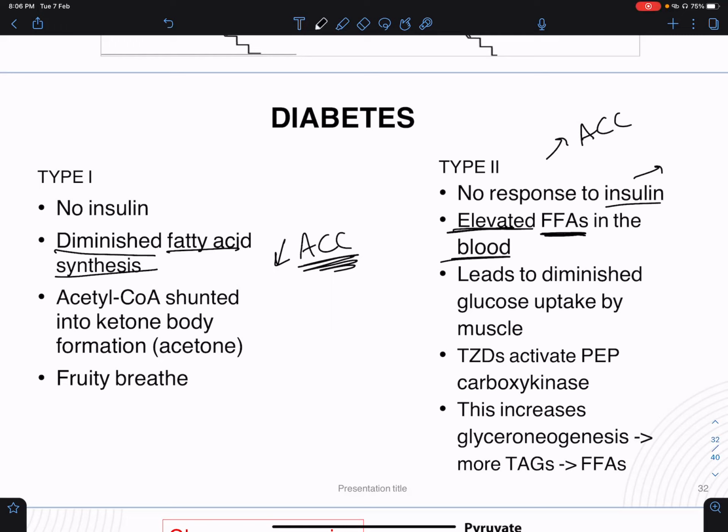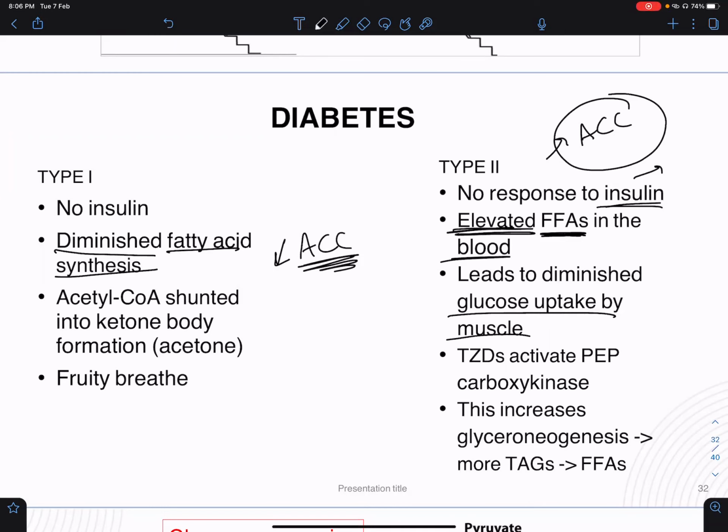So now, again, you have a lot of insulin, the body is not responding to it. Because you have a lot of insulin, you have active ACC. Active ACC means you have elevated free fatty acids in the blood. Free fatty acids reduce the uptake of glucose by muscle.